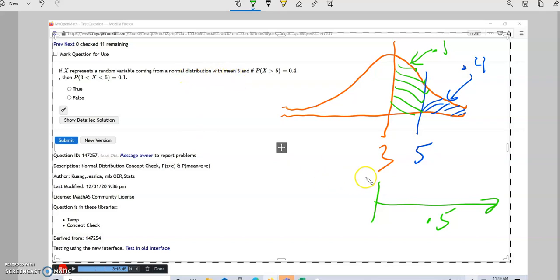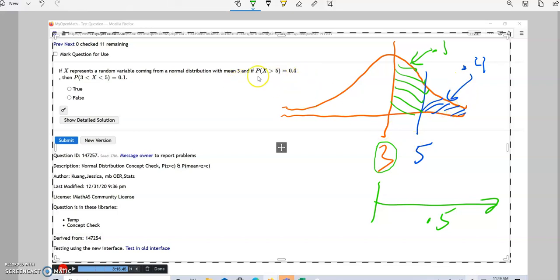Normal distribution, mean is 3. That mean goes right here, right in the middle. Which means if I randomly pick a test score that's more than 3, it's a 50-50 chance I randomly grab one that's more than 3, and the same 50-50 chance I grab one less than 3.